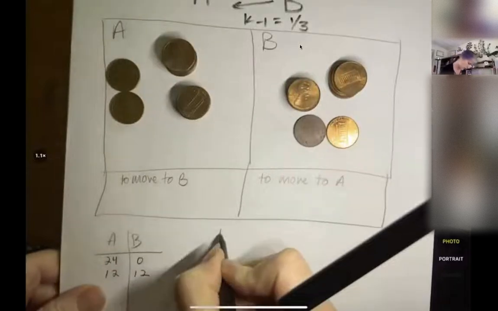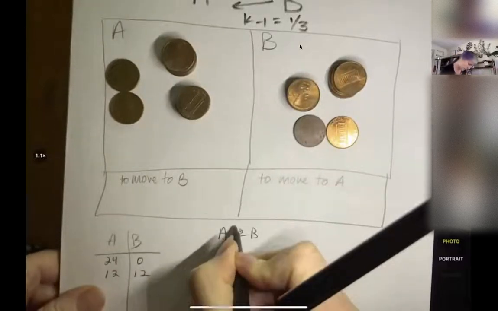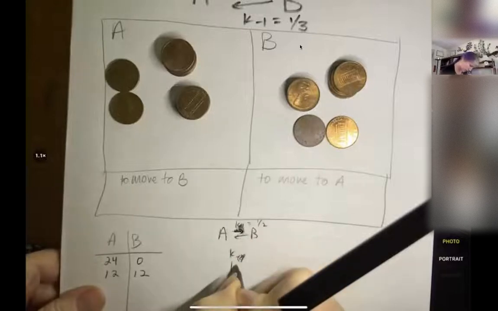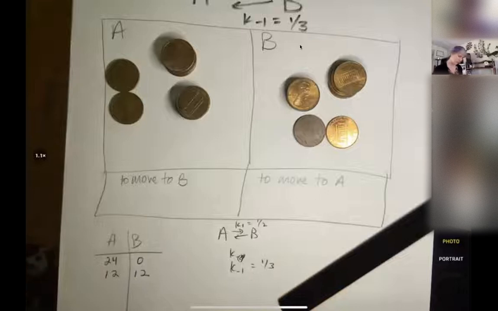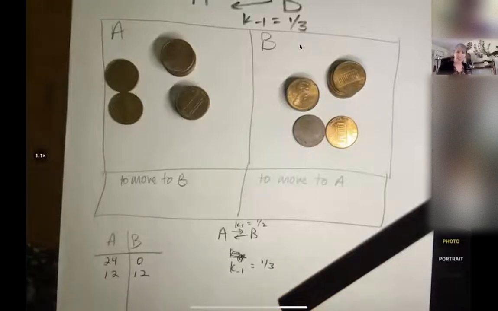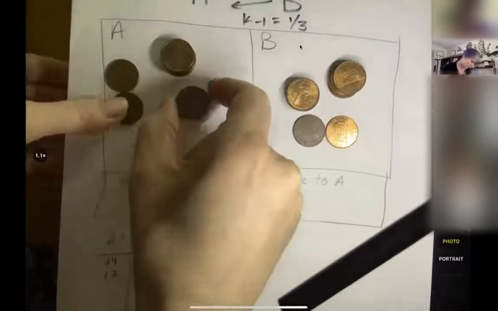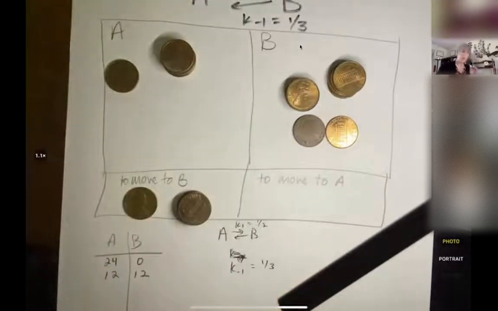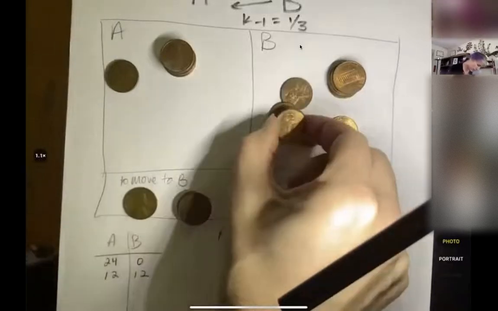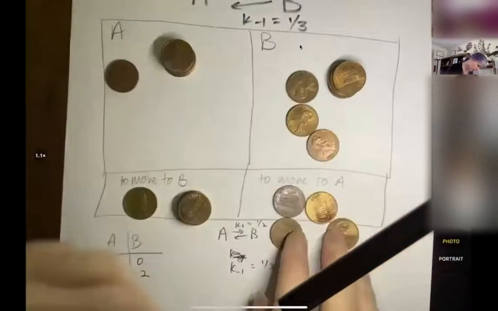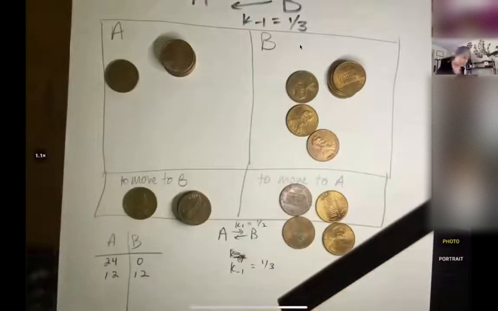I should probably write A goes to B here. K1 is 1/2. K minus 1 is 1/3. So now at our next time step, we're going to plan this out by saying, okay, half of A is going to move, so that's going to be 6 pennies. Half of 12 is 6, is going to move to B. Now, 1/3 of B are going to move back. These are molecules, so you have to round down. There's no partial pennies. We have 12 there, and 1/3 is 4. I'm going to break these guys up because they're no longer a stack of 5. 4 are going to move to A. Okay, boom, time step 2 happens.